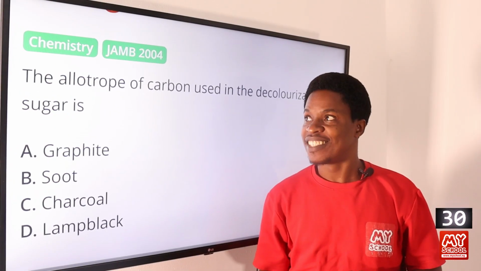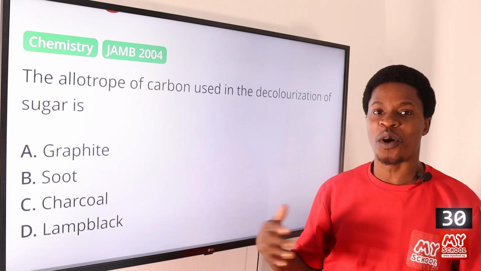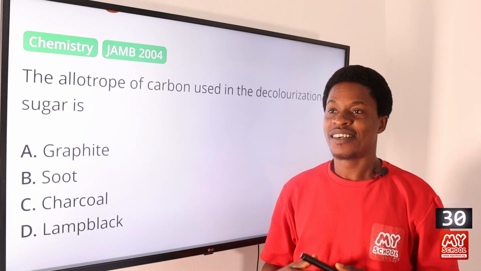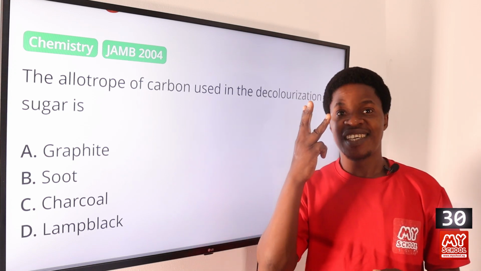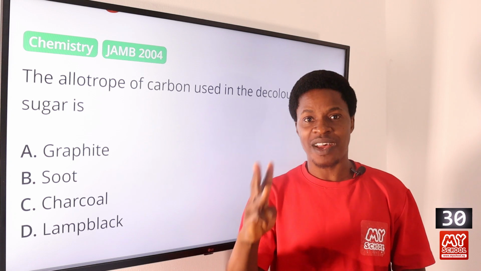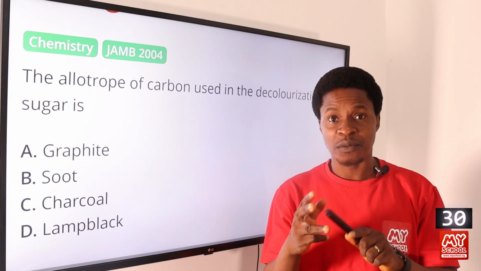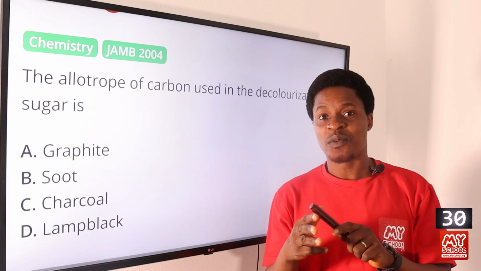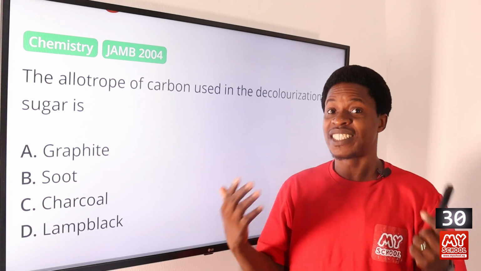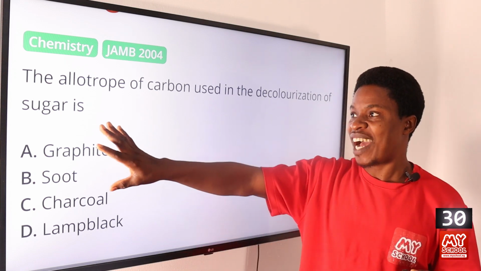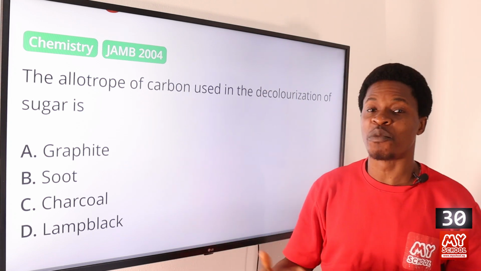Question number 30. The allotrope of carbon used in the decolorization of sugar is what? Well, generally we know that we have about 3 different allotropes of carbon, but there are 2 that are commonly mentioned. We talk about graphite, we talk about diamond, okay? The third one is the amorphous carbon. Usually if you look at all the options we have here, it says the one that is used in decolorization of sugar.